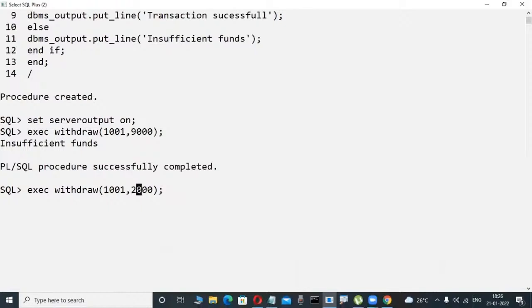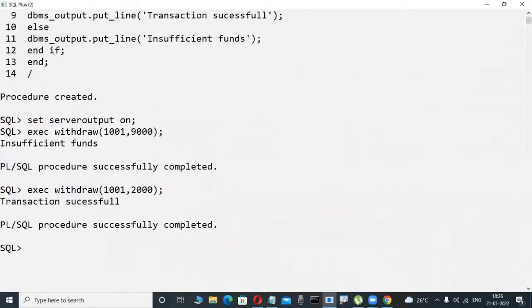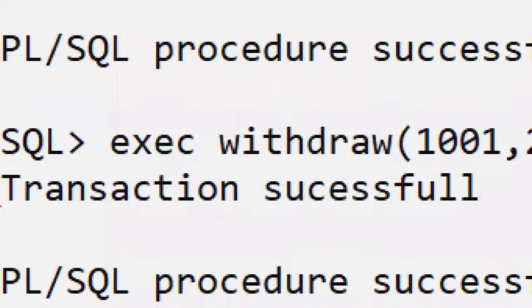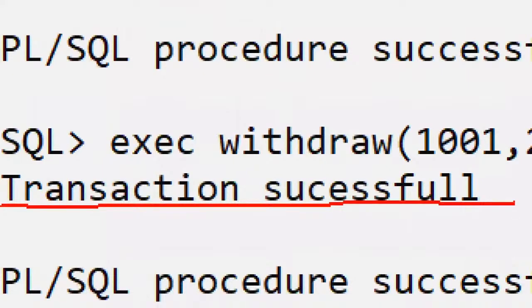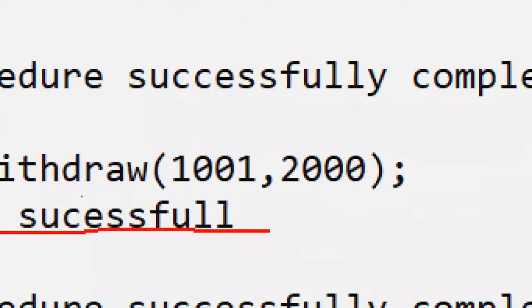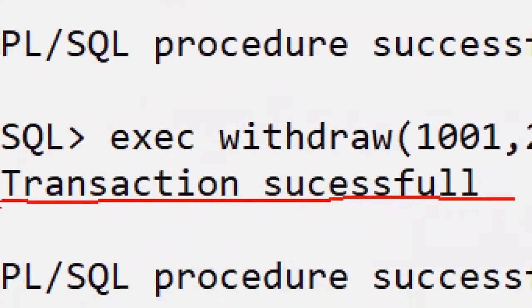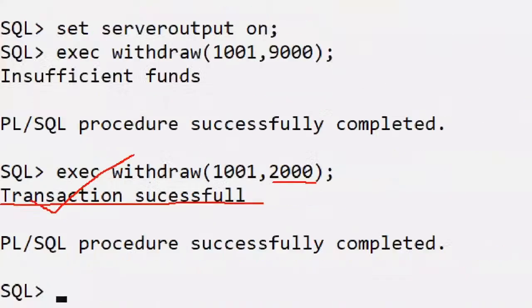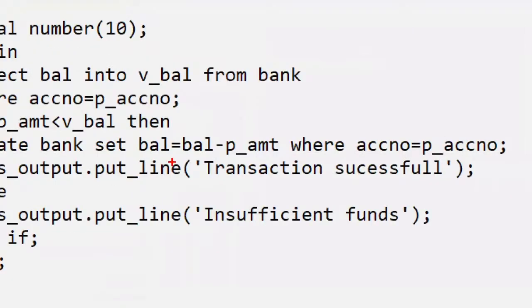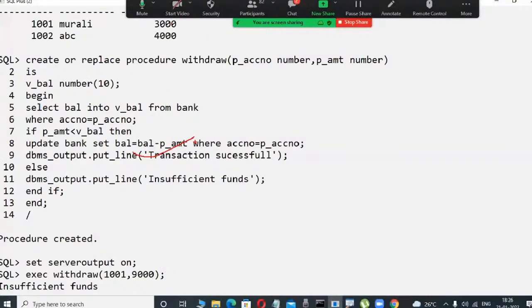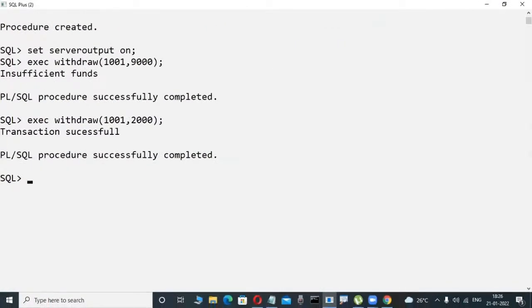Now whenever I execute, I want it to automatically display transaction successful. You try to withdraw 2,000 rupees from 3,000 rupees, is it possible or not? Transaction is successful. How is it possible? Here I'm writing coding only. It is really affected in the table in the database, compulsorily. Then only your banking system is okay, and the transaction is successful.